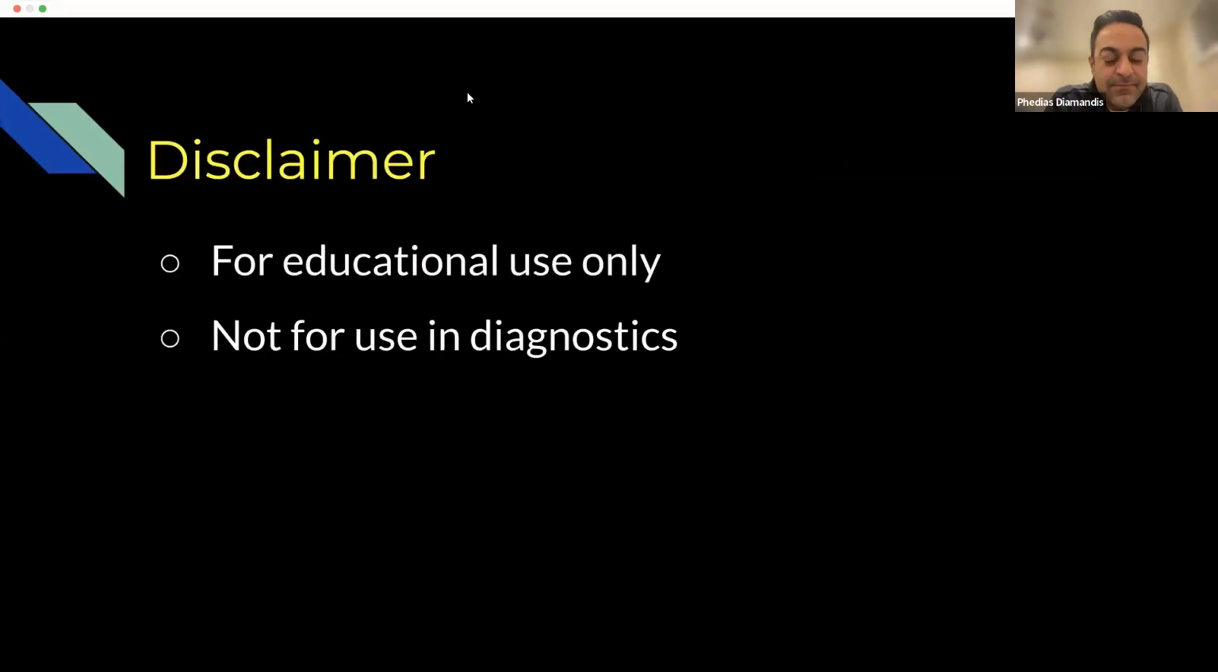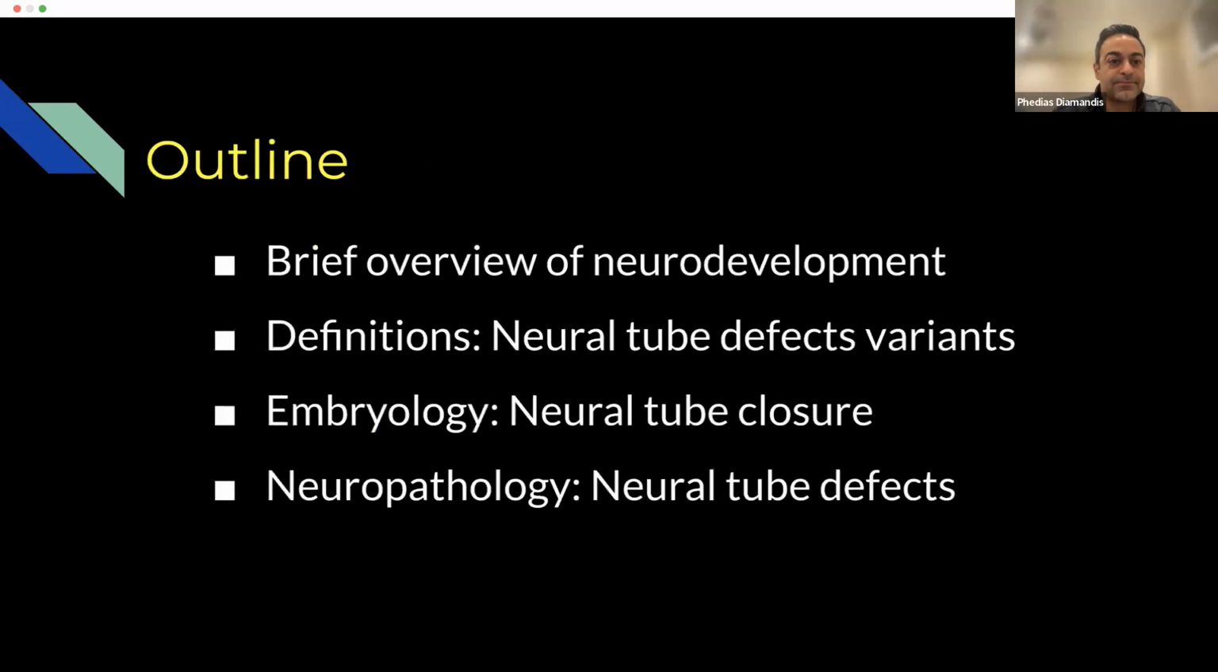So this is mostly for trainees. This is for educational use only and not meant for diagnostic purposes. The main goal of these lectures and this series is to really ingrain the pathophysiology of these disorders to help you remember the various complex disorders and the spectrums and the subtypes as best as possible by really focusing on the theory and emphasizing the diagnostic criteria slightly less in these presentations. So keep that in mind.